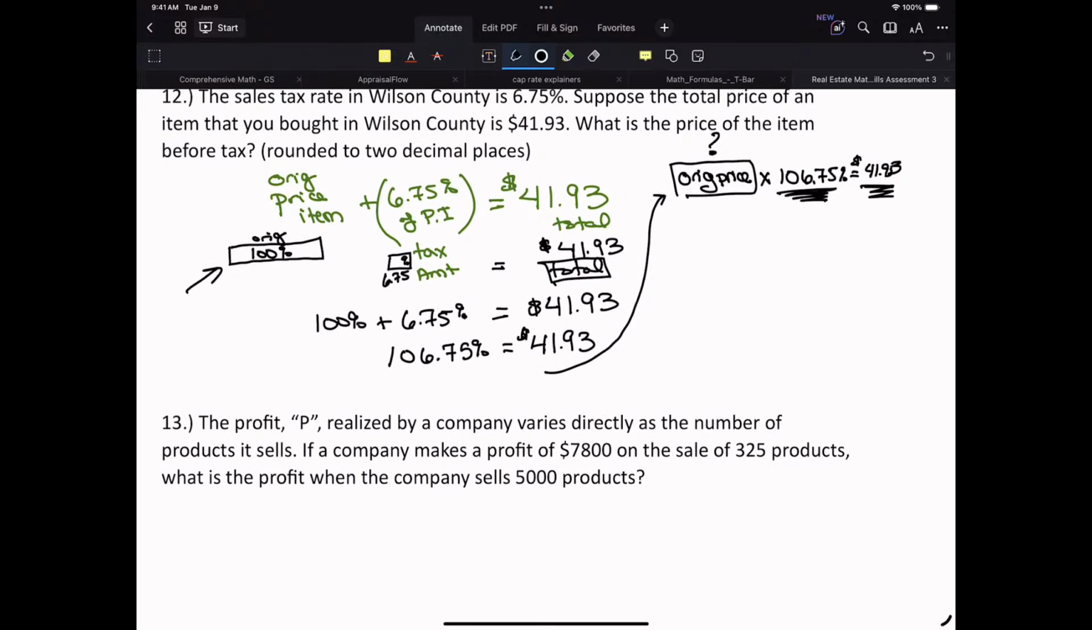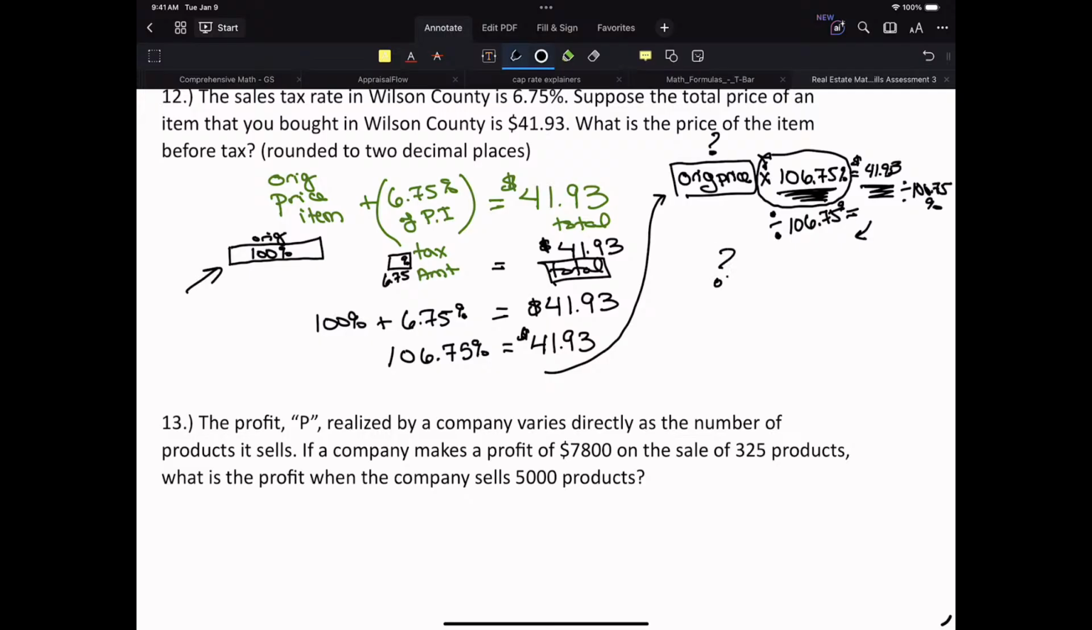So we know $41.93 is not 100% of the sales, the original price of the product. It is 106.75%. So if that's our unknown, we've got to get rid of this. The opposite of multiplying by 106.75% is to divide by 106.75%. And what we do on one side, we do on the other. That's so terrible. Let's just move. I'm just going to shift this over.